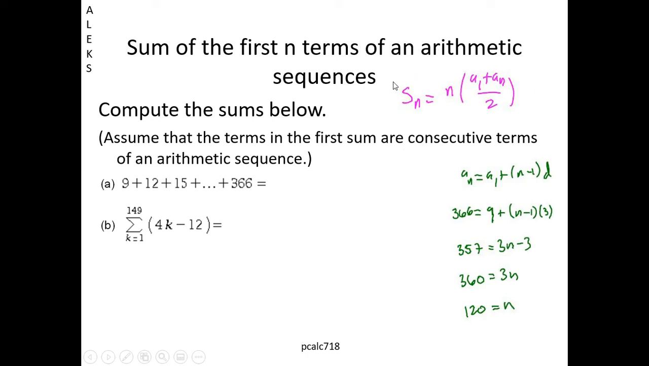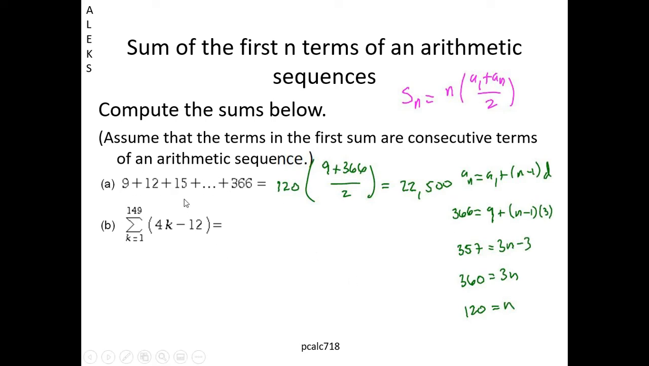Now I can use this formula to figure out what the sum of that series is equal to. So my n is 120. My a sub 1 is 9. My a sub n, my a sub 120, is 366. If I add that up and calculate it, it turns out to be 22,500. So that's a lot easier than adding these all up individually.